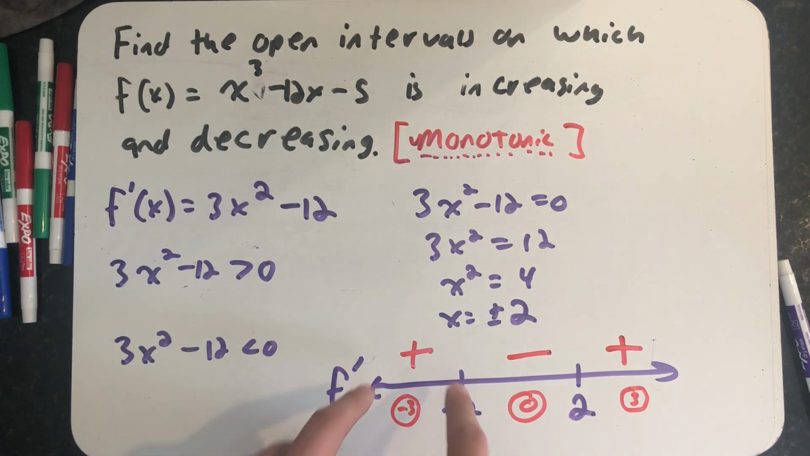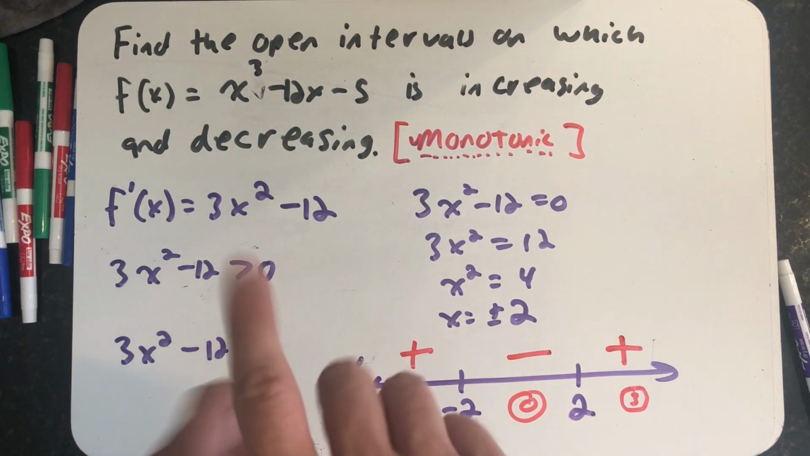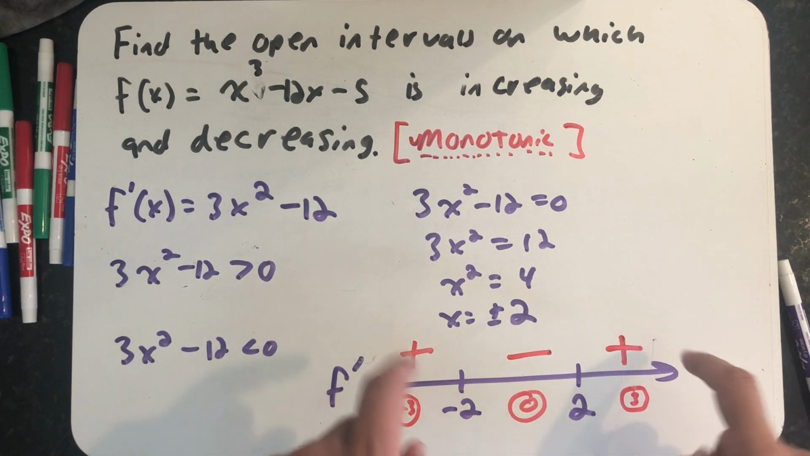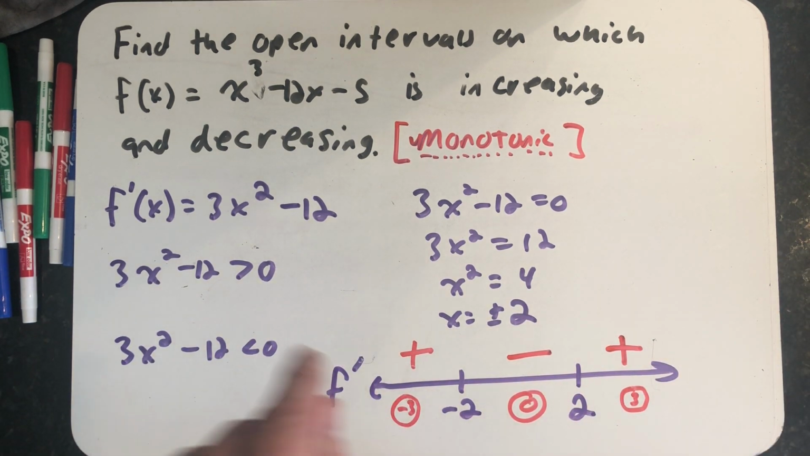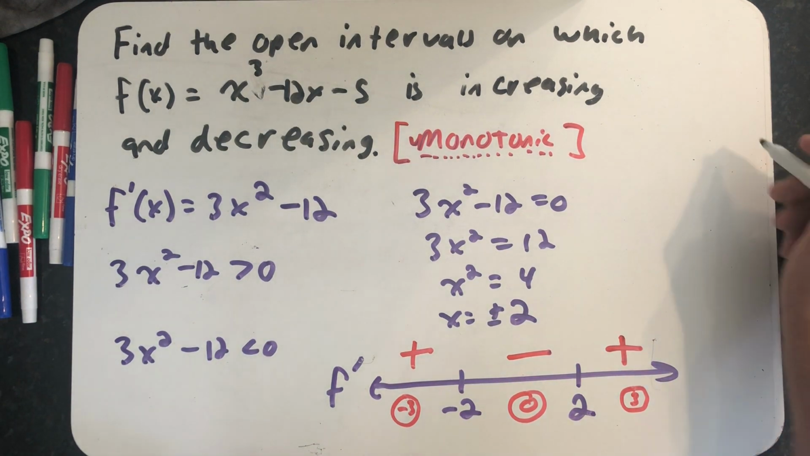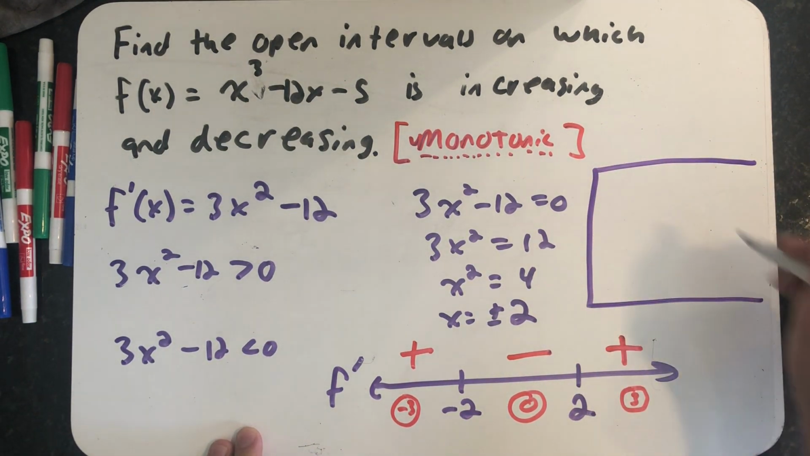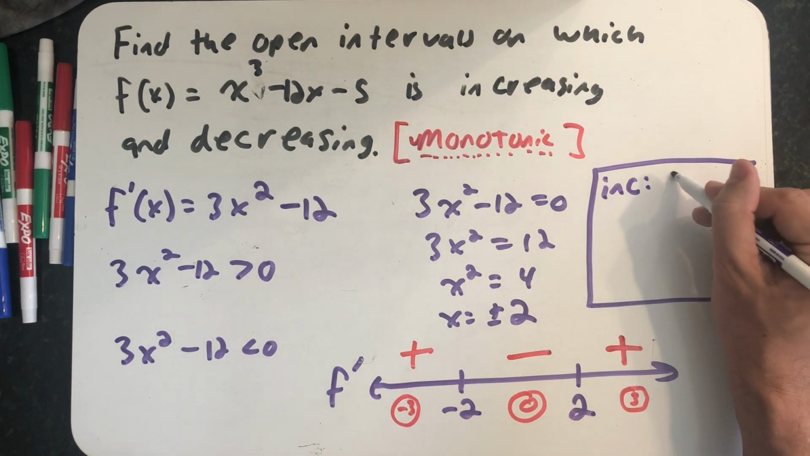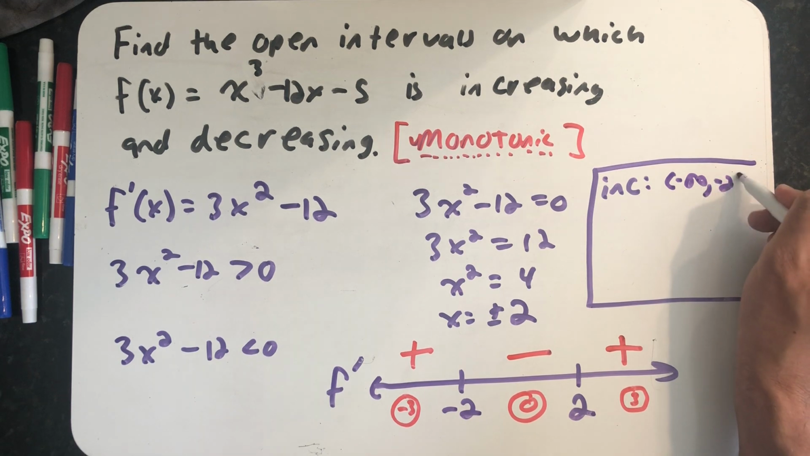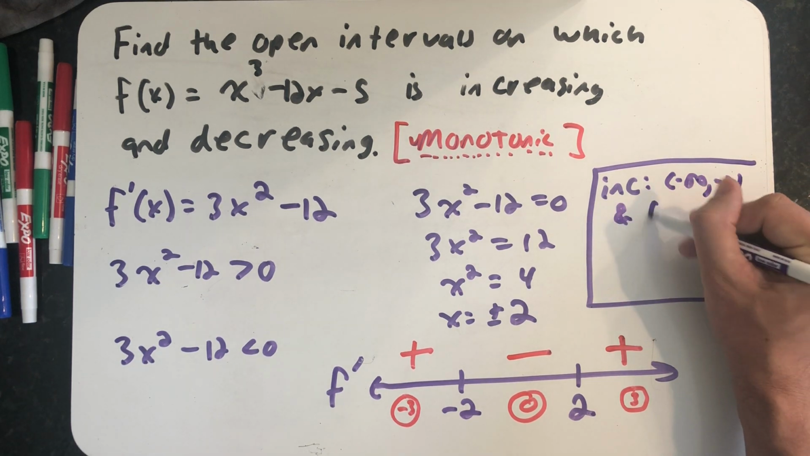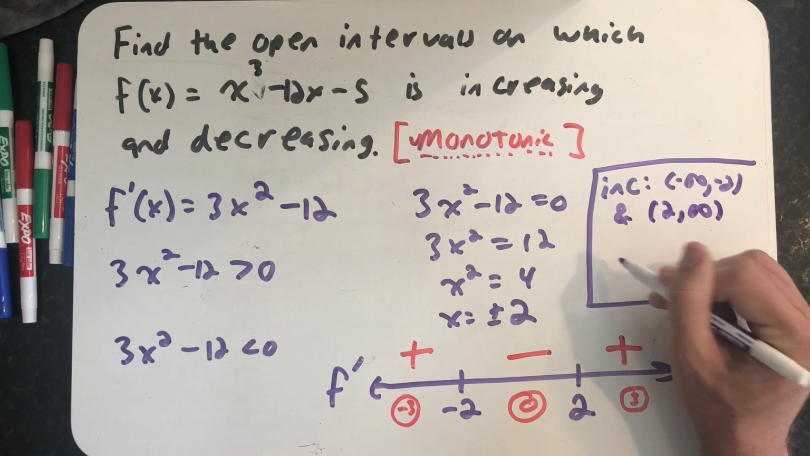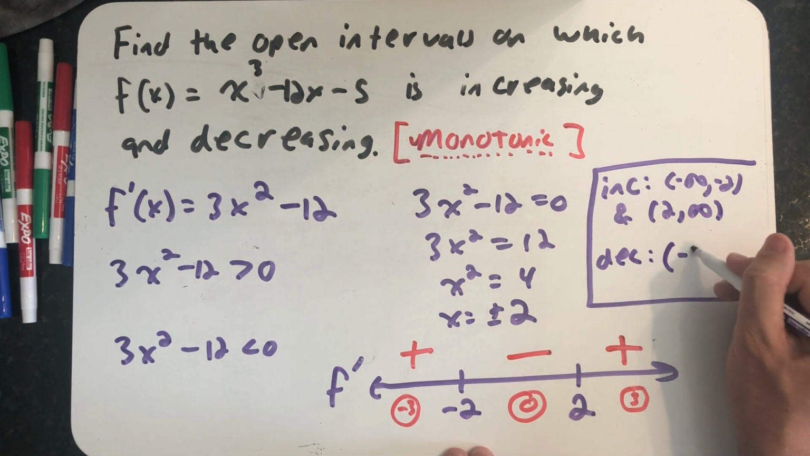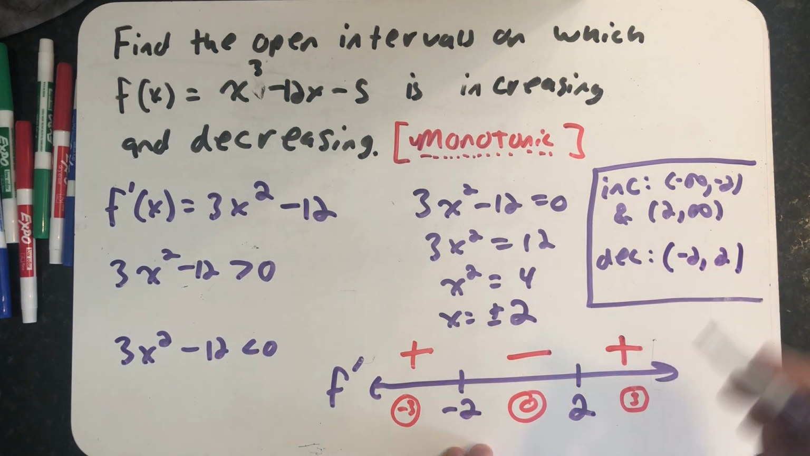Okay, well, where the first derivative is positive, my function is going up from left to right. So on both ends, my function is going up from left to right. And in the middle, my function must be going down from left to right. So the intervals on which my function is increasing: well, I'm increasing from minus infinity to minus 2 and from 2 to infinity. I'm decreasing between minus 2 and positive 2.